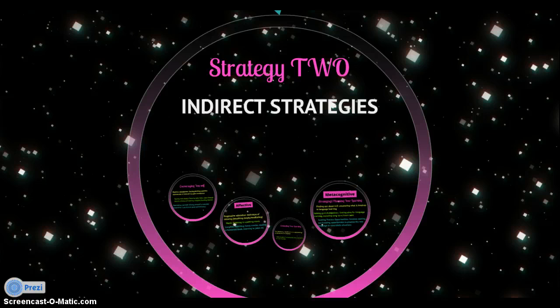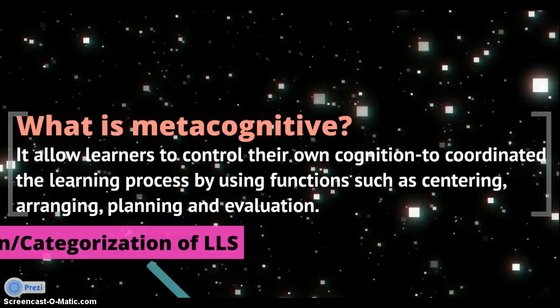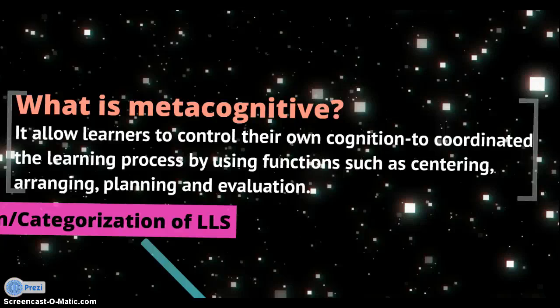Strategy number two, indirect strategies. We have talked about the direct strategies, and now let us discuss the indirect strategies and how we are going to apply them. Before that, we need to know what is metacognitive. Metacognitive falls under the category of indirect strategy, where it actually enables or allows learners to control their own cognition to coordinate the learning process by using functions such as centering, arranging, planning, and evaluation.